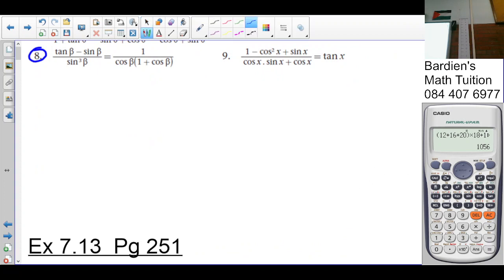So we've got (tan beta minus sine beta) over sine cubed beta equals 1 over cos beta times (1 plus cos beta). Where do I start? Is there tan? Yes. So what do I write down? For tan, it's going to be beta is equal to 90 plus k times 180.